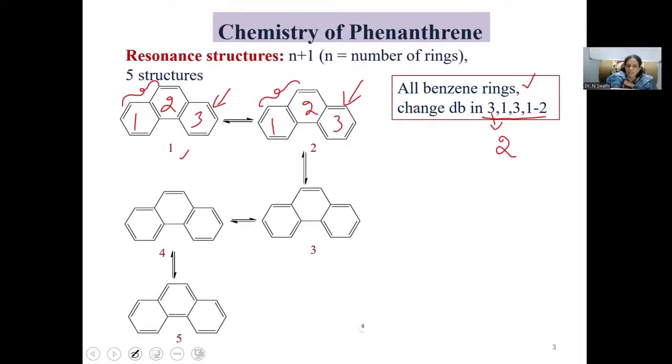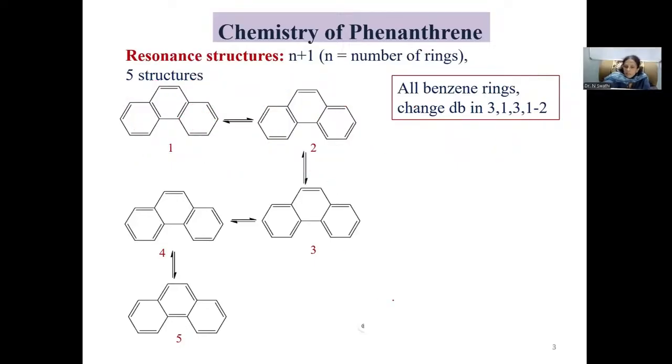You can see here, first ring, second ring, in both the structures the double bond position is the same. The actual change is happening in the third ring system. In the third ring system of the first and second resonance structures, we have represented 2 different Kekulé structures. Just the double bond position is changed to the adjacent position. That is how we have drawn the other Kekulé structure.